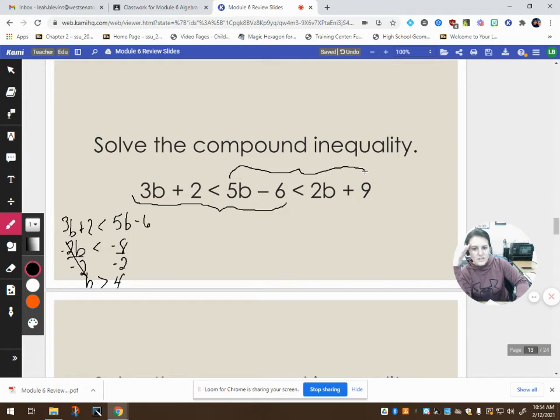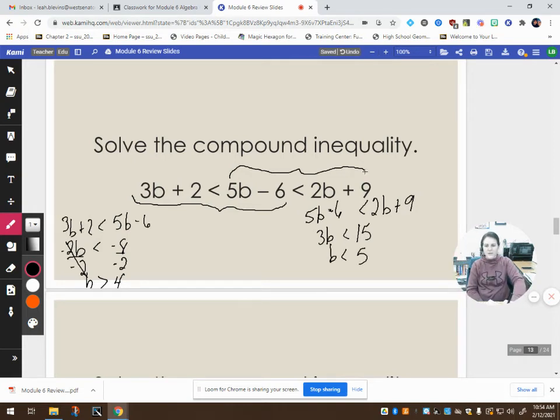Okay, now we're going to do the other side. 5b minus 6 is less than 2b plus 9. Subtract 2b from both sides, I get 3b. Add 6 to both sides. 9 plus 6 is 15. Divide both sides by 3, and b is less than 5.